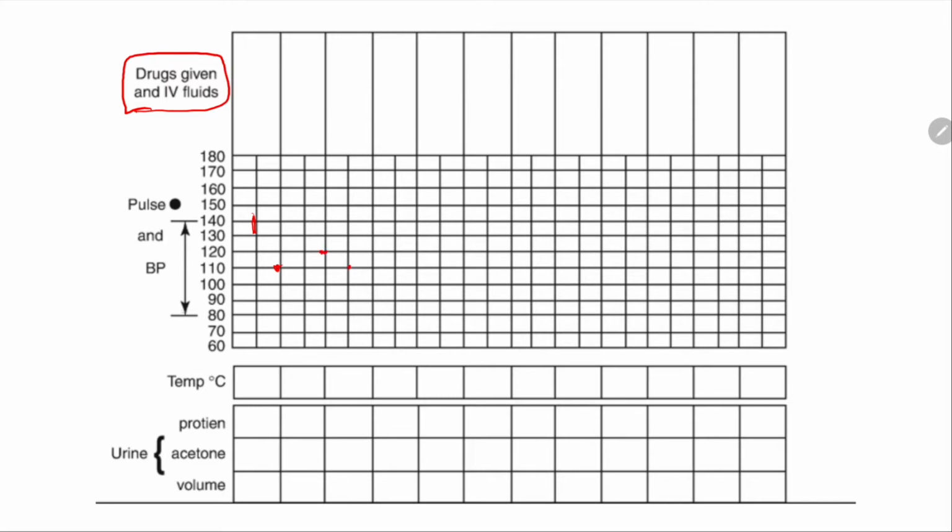Then you monitor her BP with these arrows. So a BP of 140 by say 90 will be denoted like this. A BP of 120 by 80 will be denoted like this. So these are the ways where you monitor the mom's vitals.